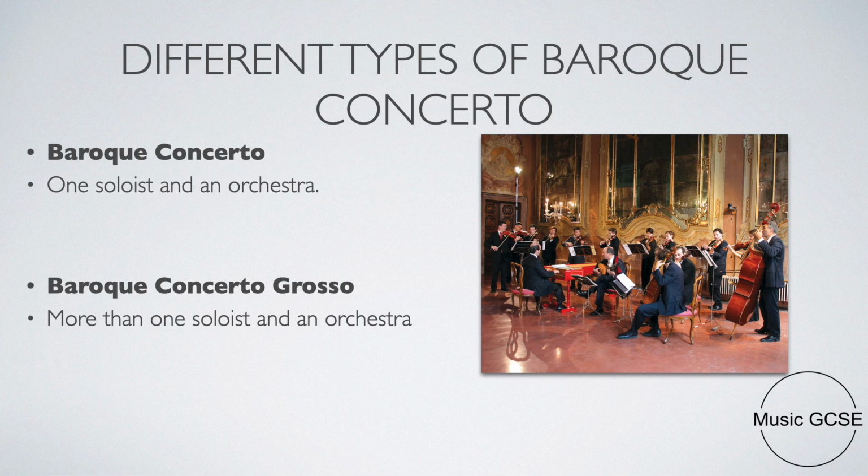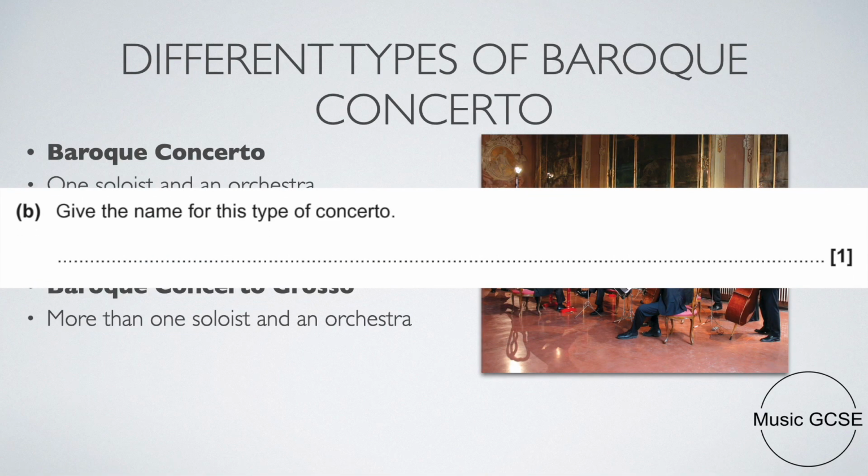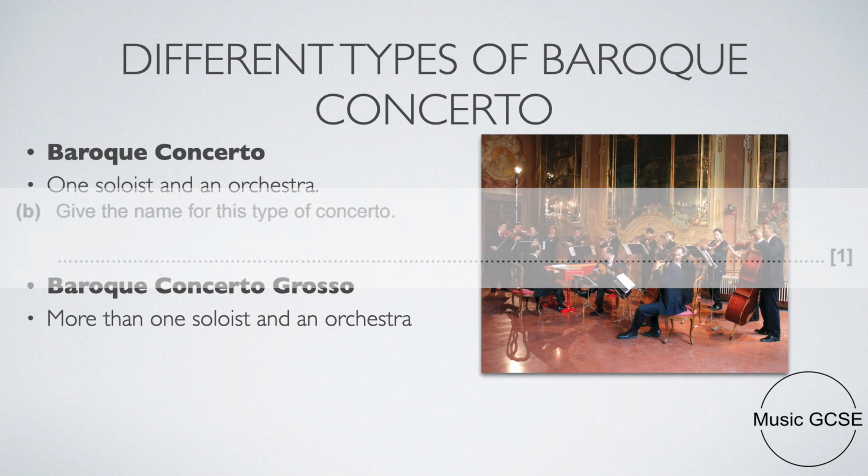If you get a question like this appear, which featured in the 2021 listening exam, it asks what type of concerto this is. Notice it doesn't say which period of composition, it asks what type of concerto. This is a dead giveaway that it's Baroque, because Baroque is the only period of composition that has more than one type of concerto. So the correct answer would either be a Baroque concerto or a Baroque concerto grosso, depending on what you hear in the extract.